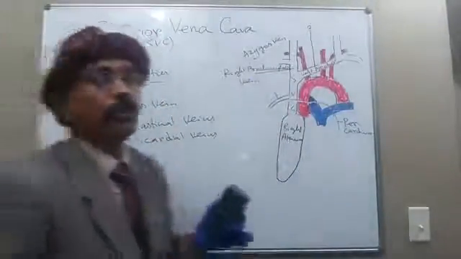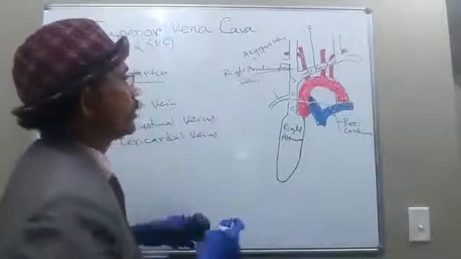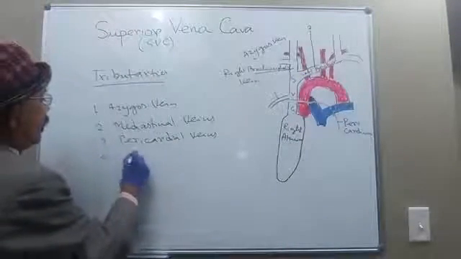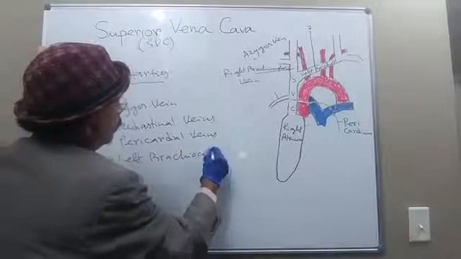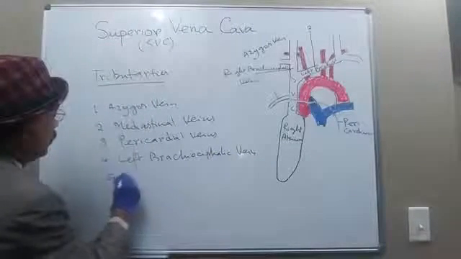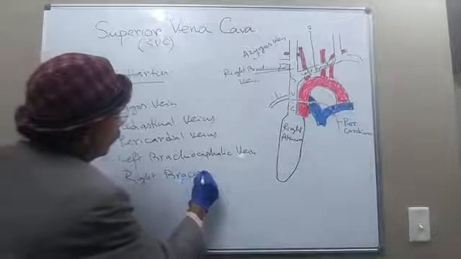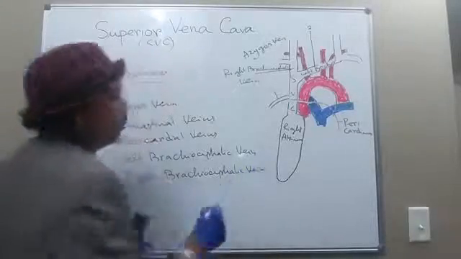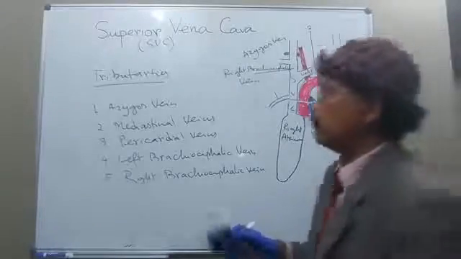These are the formative tributaries of the superior vena cava. They form the superior vena cava, so they are also tributaries. Okay. So left brachiocephalic vein and the right brachiocephalic vein. So we got the tributaries of the superior vena cava.